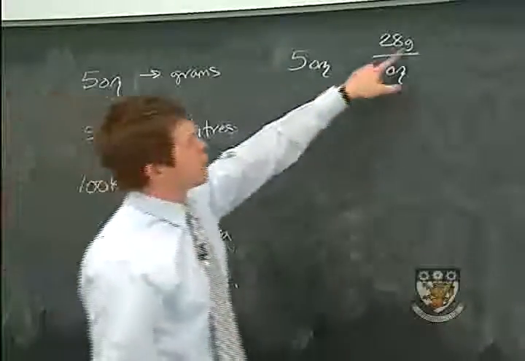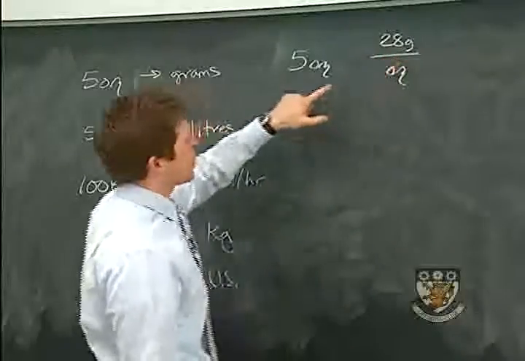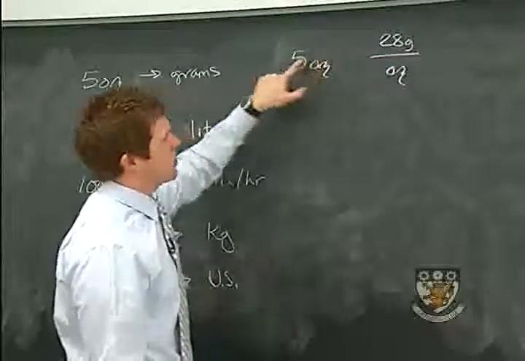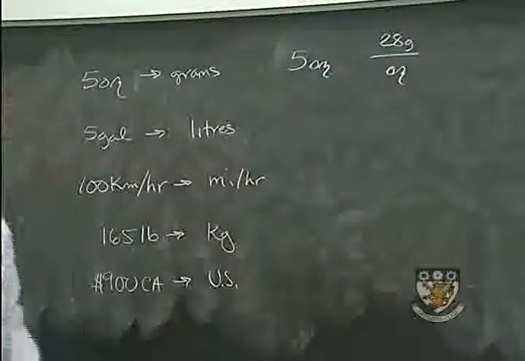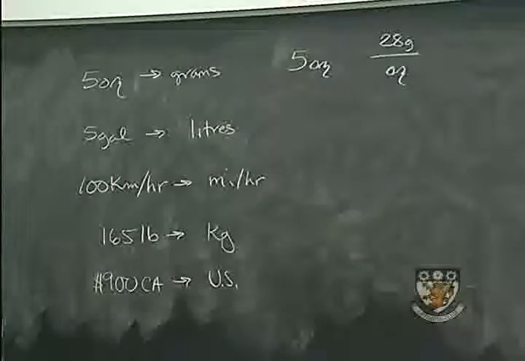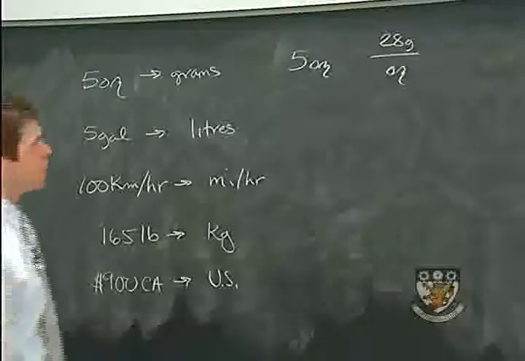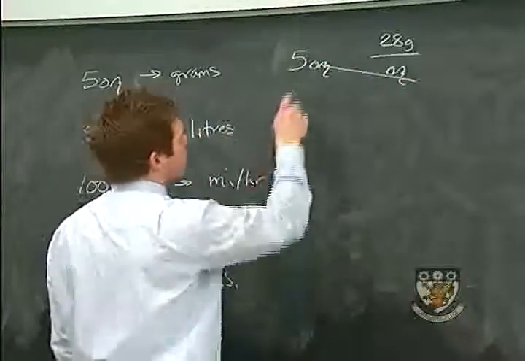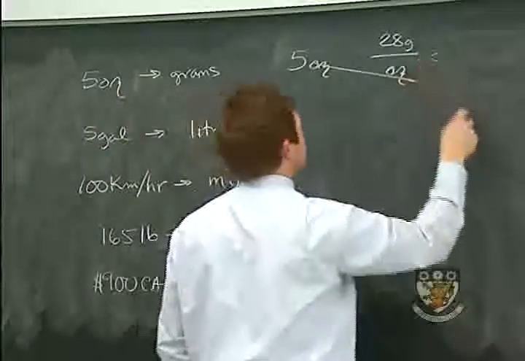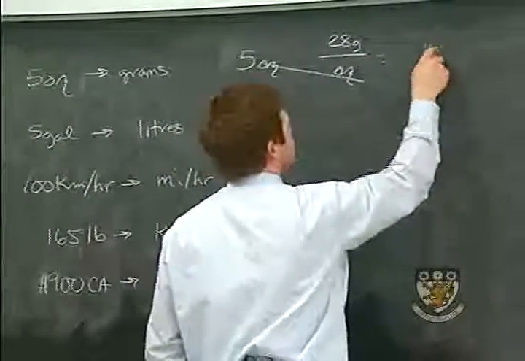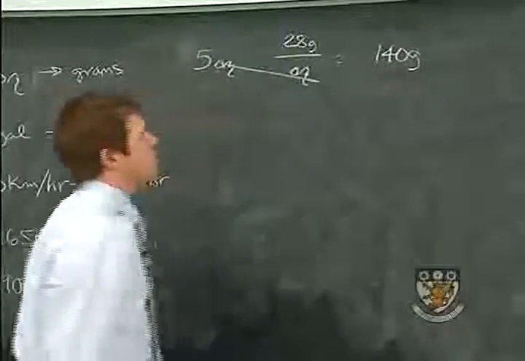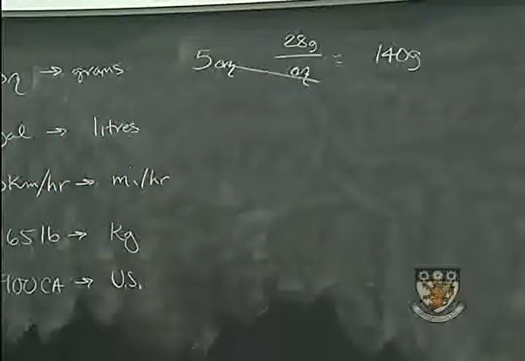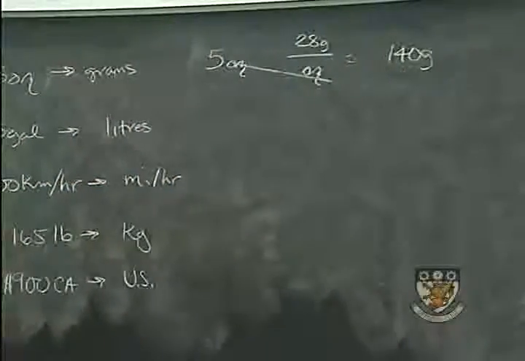you put that in the numerator. That has to be left over. And what you want to cancel out is going to end up in the denominator. So remember that. So 5 ounces times 28 grams over ounces. The ounces will cancel, and 28 times 5 is 140 grams. So every 5 ounces, you end up with 140 grams.